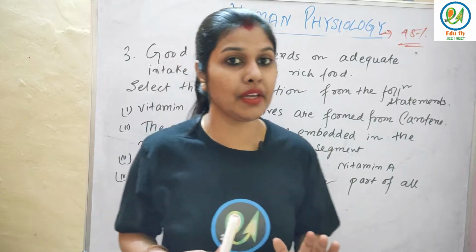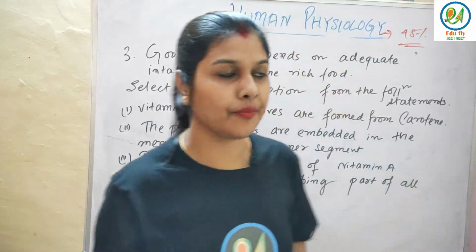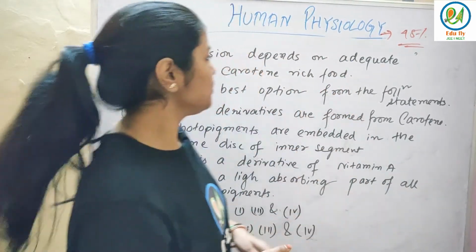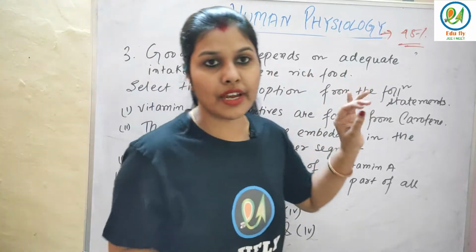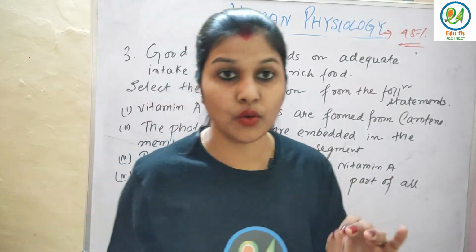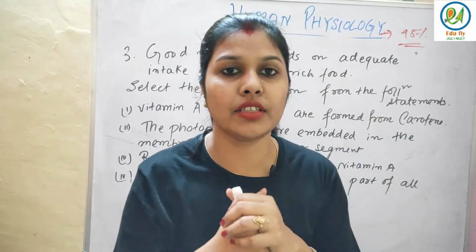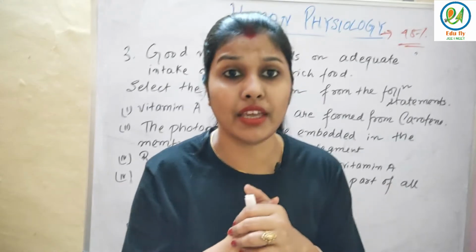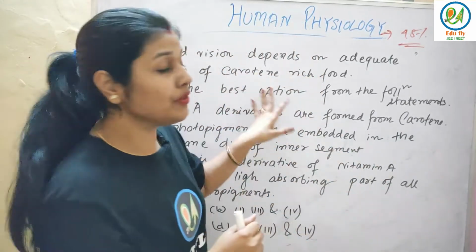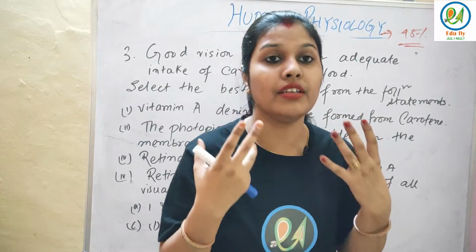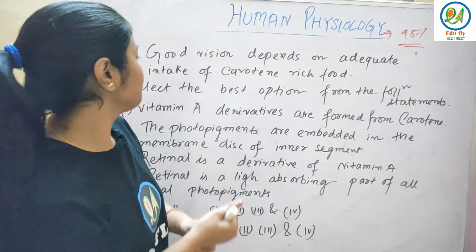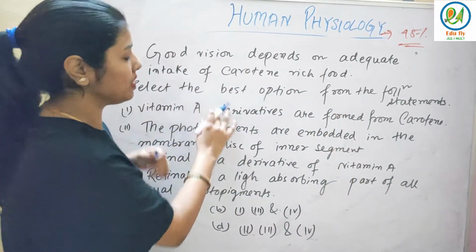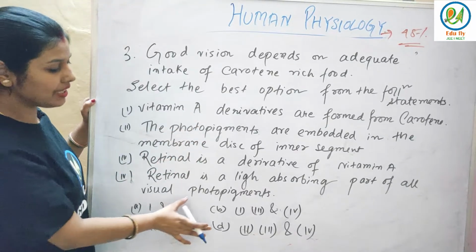See, the question is big, but the answer is very easy. I'll just read out the question. Good vision depends on adequate amount of carotene. Good vision, that is, everyone says you have deficiency of vitamin A. This vitamin A is carotene rich. That is very necessary, very important for the eyes. See, select the best option. These are the statements given. You have to select the option.